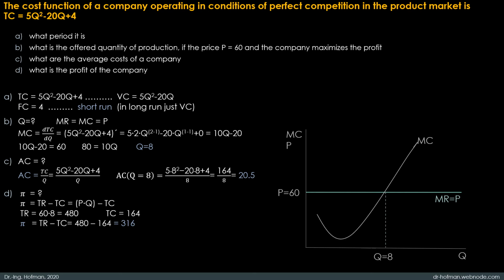minus, which is 480, minus total cost, which is 164. We calculated it here before in the denominator. 164 was the TC. And now profit is given like 480 minus 164, which is 316.